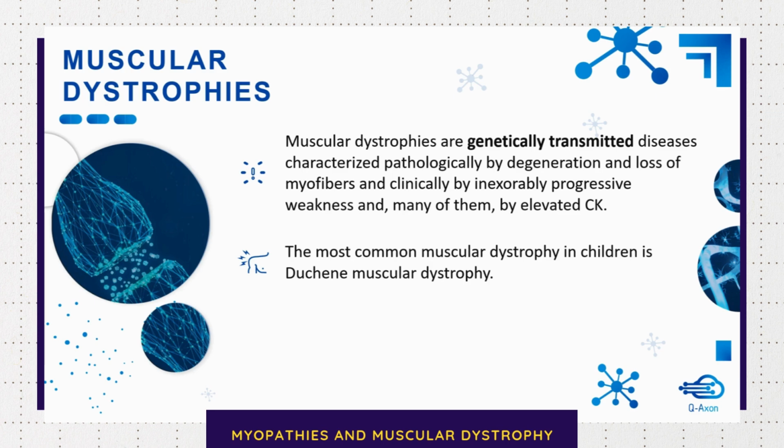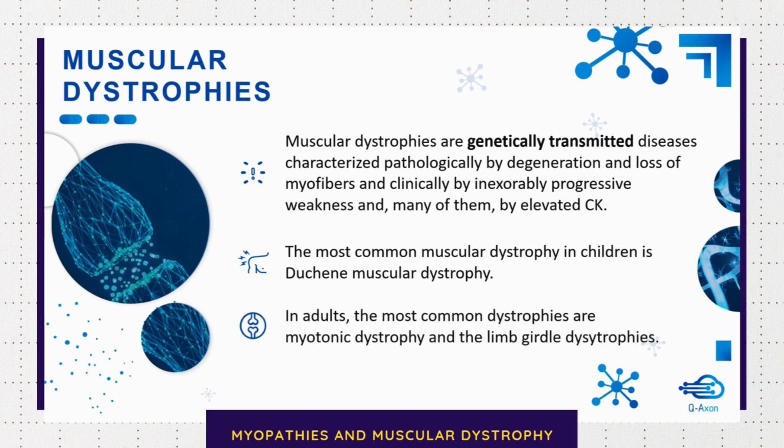Now there are many kinds of muscular dystrophy. The more common varieties are seen in children. So the symptoms begin in childhood, mostly in boys. The most common muscular dystrophy in children is Duchenne muscular dystrophy. And certain other types may not surface until adulthood. And in adults, the most common dystrophies are myotonic dystrophy and the limb girdle dystrophies.